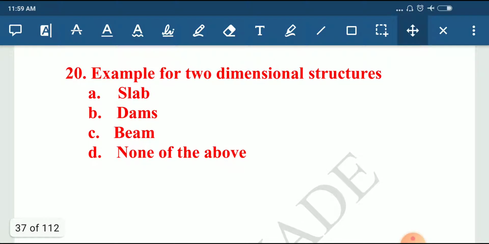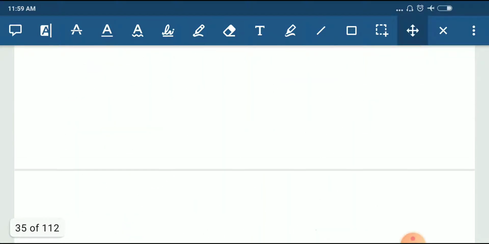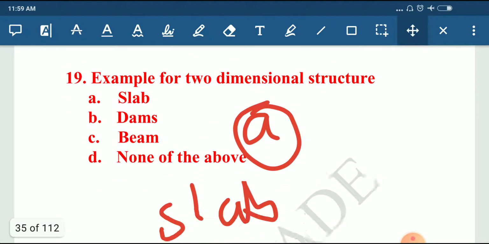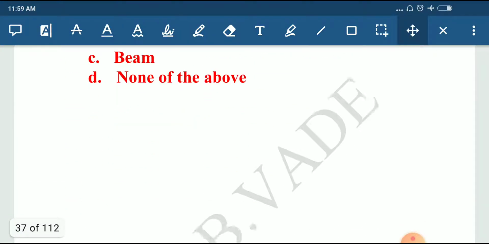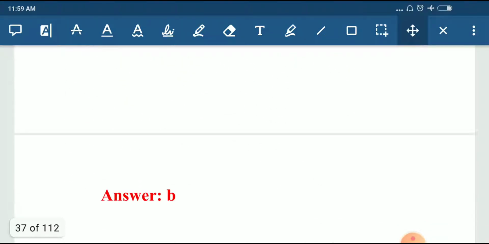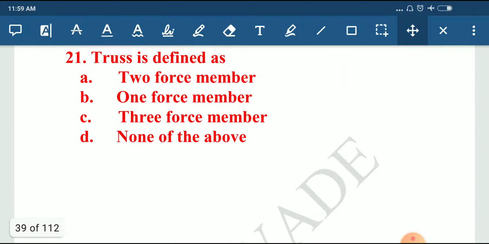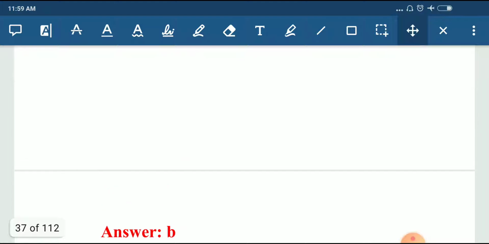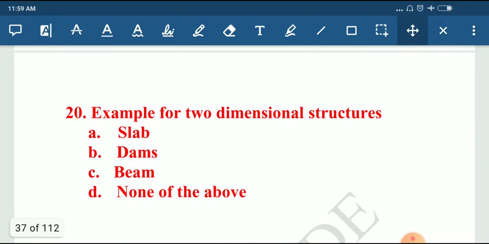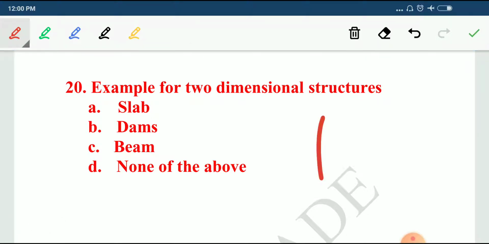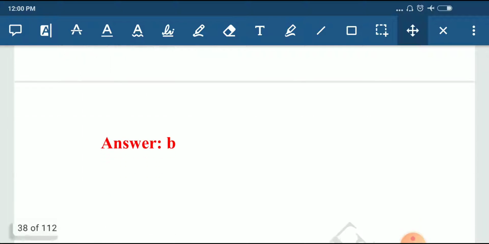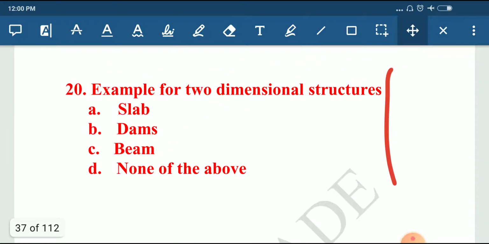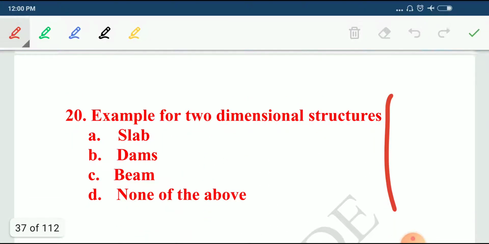Okay, just now we talked about two-dimensional structure. So repeated. Yeah, I think it's repeated. Okay, you change this one. Okay, here it will be three-dimensional.